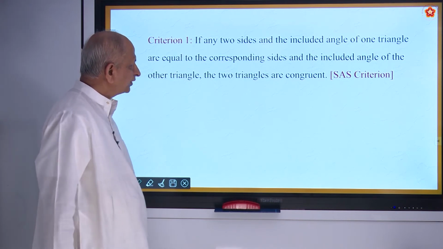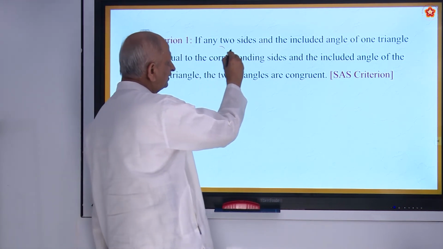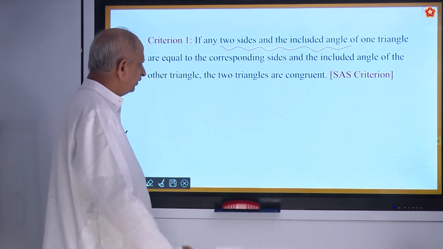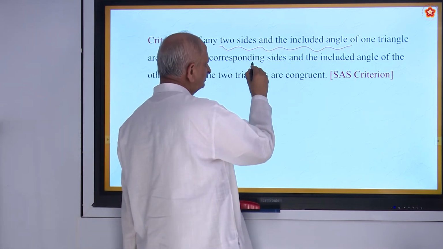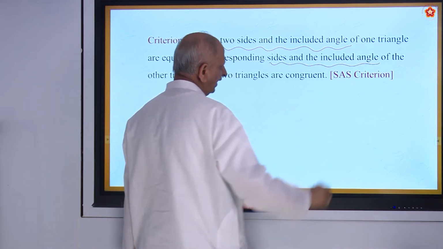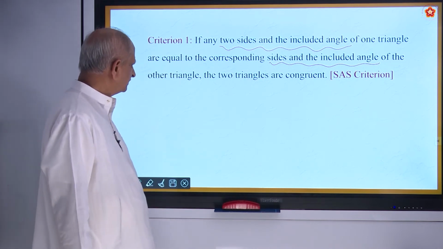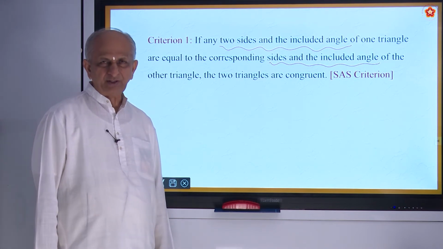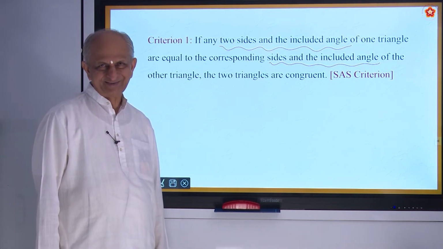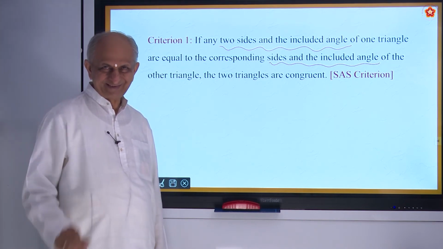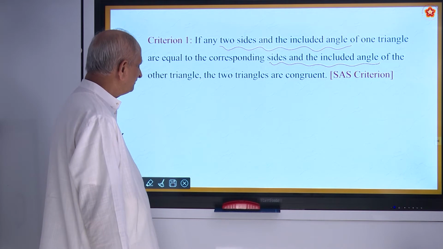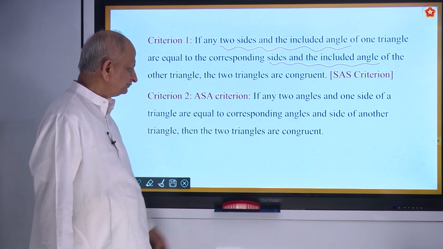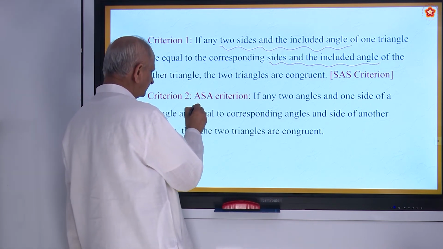So, when two sides and one included angle of one triangle are equal to the corresponding sides and included angle of the other triangle, then the two triangles are said to be congruent. That is called the SAS criterion, and that is the first condition. What is the second condition? ASA. We also call it AAS.